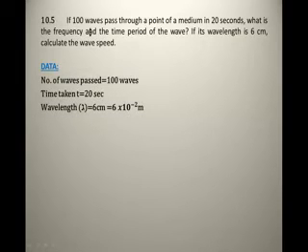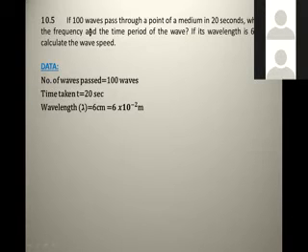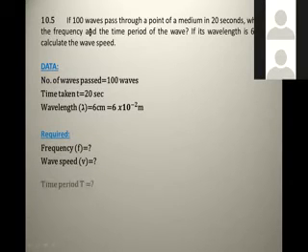What am I doing further? Why am I writing 10 raised to the power minus 2? Ma'am, because 6 is divided by 100. Since 6 is divided by 100, we can put the value of centi here. This may be 0.06 meter, or we can write 6 into 10 raised to the power minus 2 meter, because here we are putting the value of centi. Then this is our requirement: we have to find frequency, wave speed and the time period as well. It means that we have to find 3 factors.